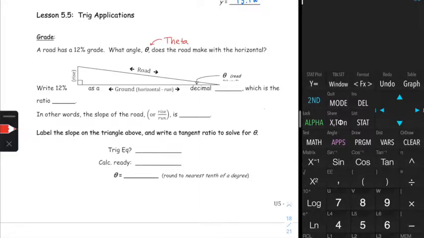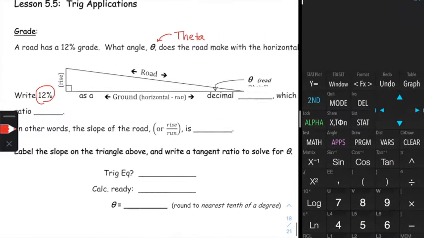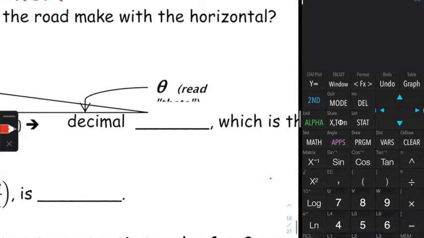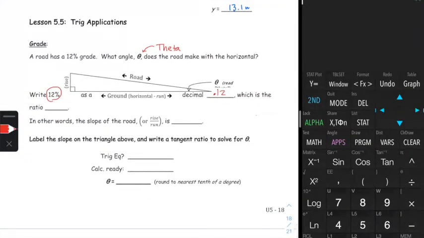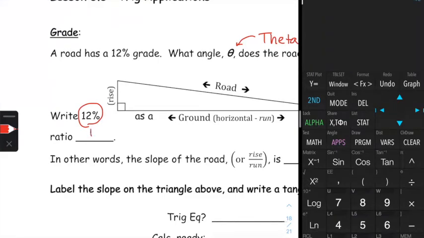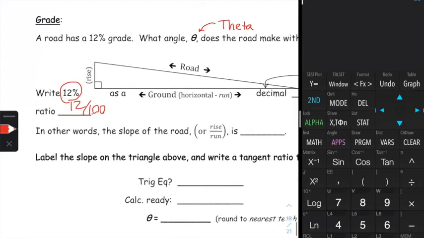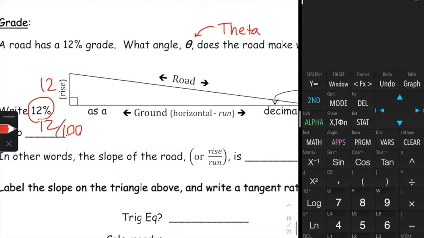So 12% grade is like rise over run. It's kind of like a slope here. So we're going to write that as a decimal. That's going to be 0.12 when you move the decimal over twice for the 12%. And then that's like a ratio. 12% or 0.12 is the same thing as 12 over 100. So that means you're rising 12 and then the run is 100 right there.